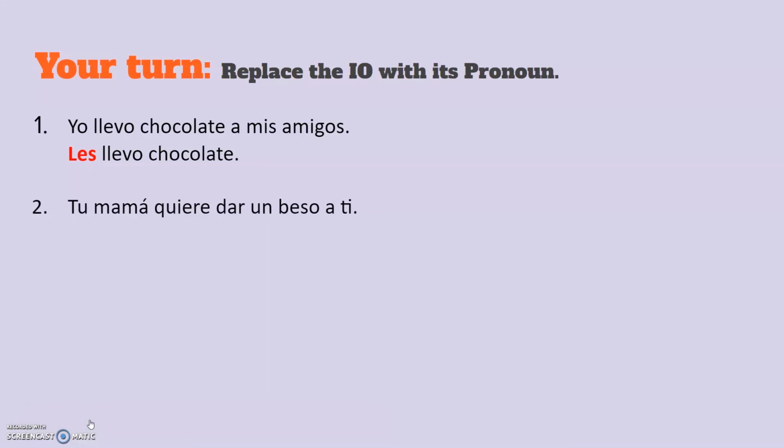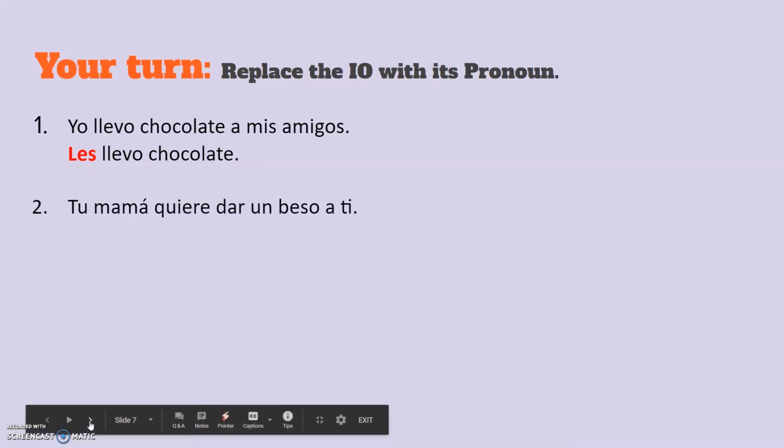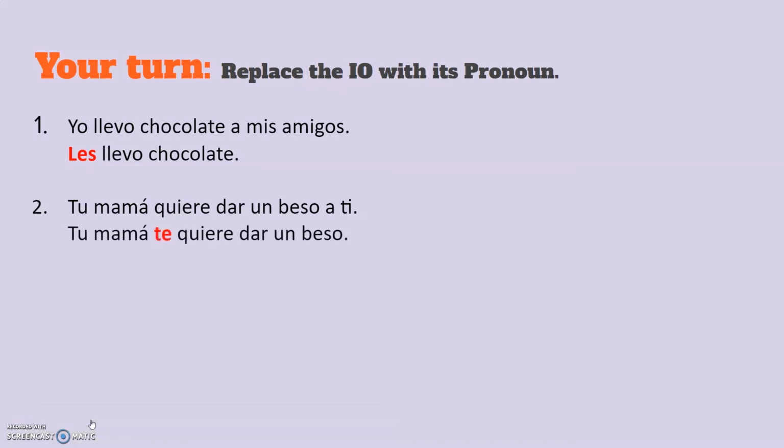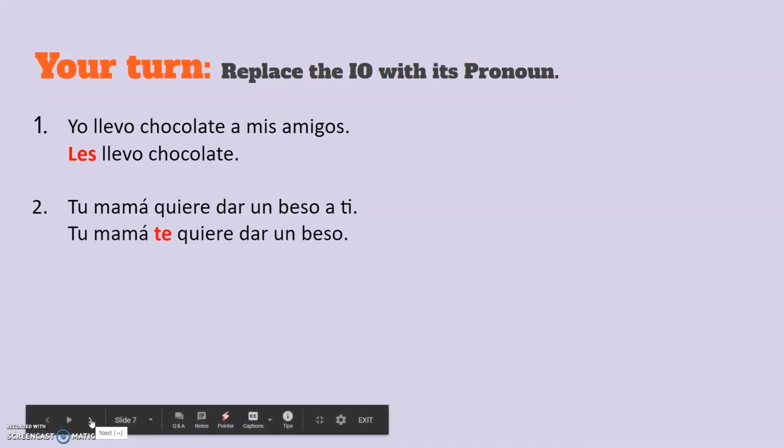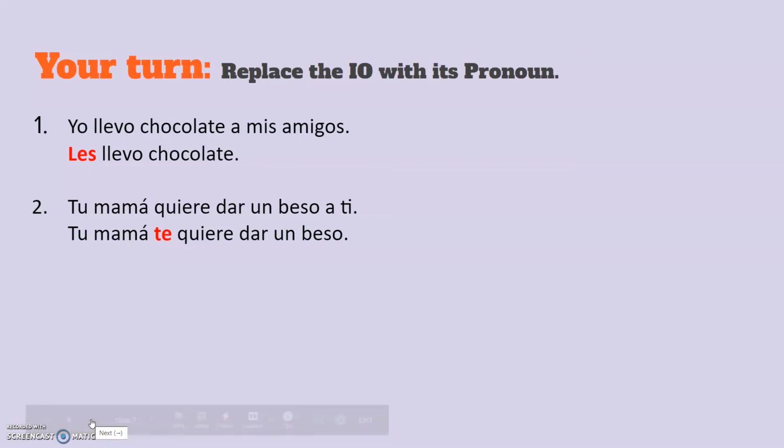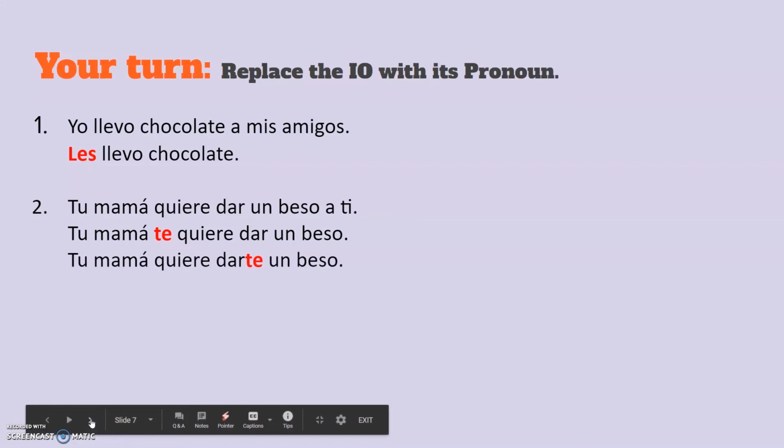Tu mamá quiere dar un beso a ti. Now it's a good time to pause. This is the answer. Tu mamá te quiere dar un beso. If you notice, there are two verbs, so therefore you can also rewrite it this way. Tu mamá quiere darte un beso.